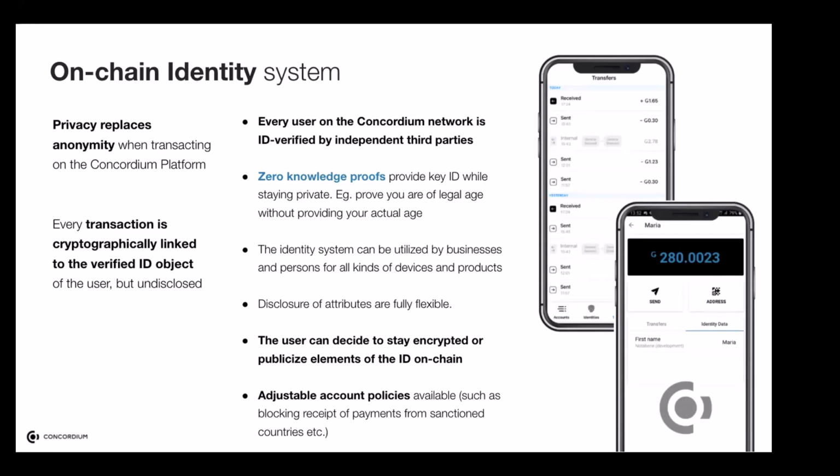We also have adjustable account policies. And if you've seen our roadmap, you can also see that we have compatibility with various different accounting softwares in the future.